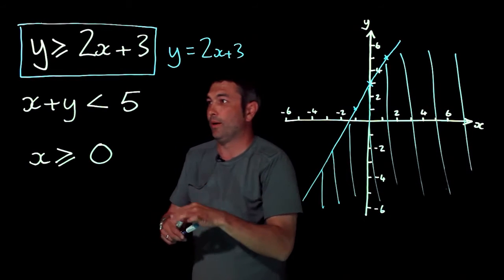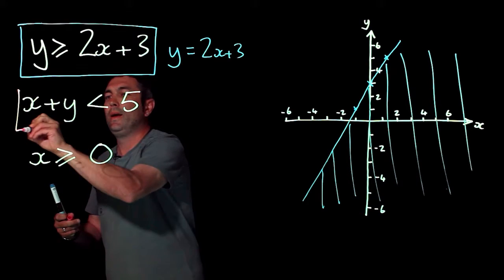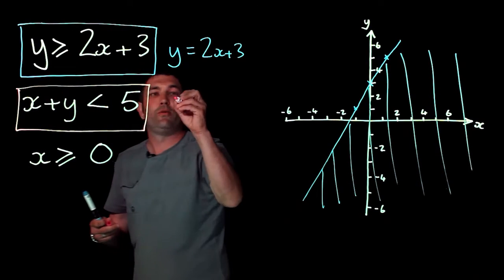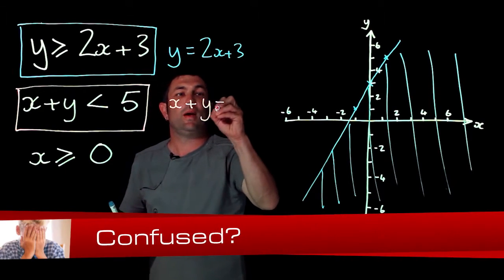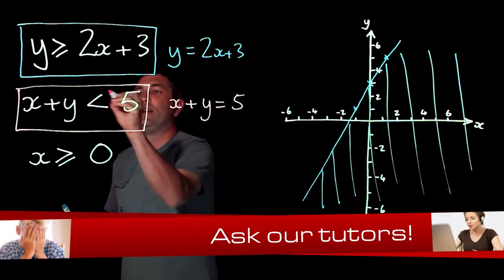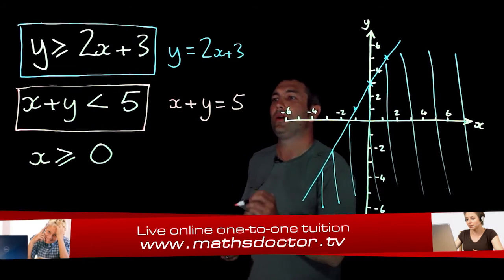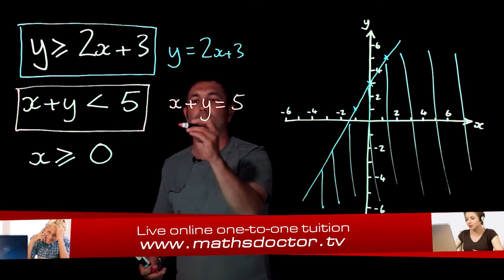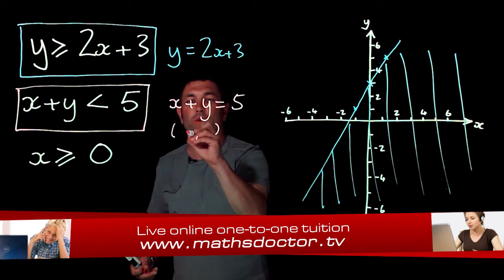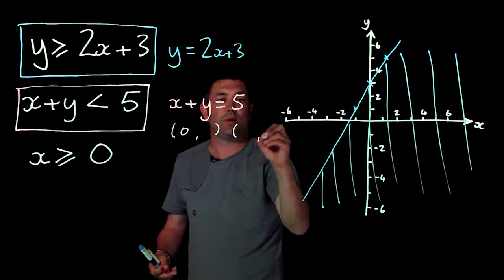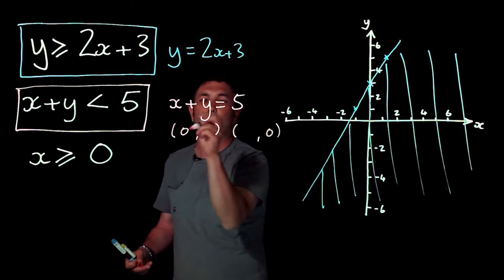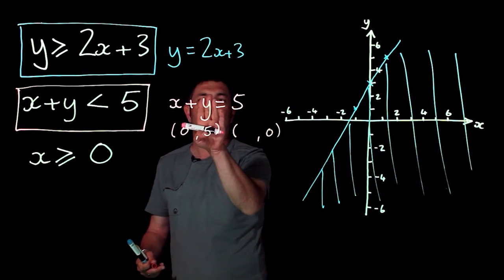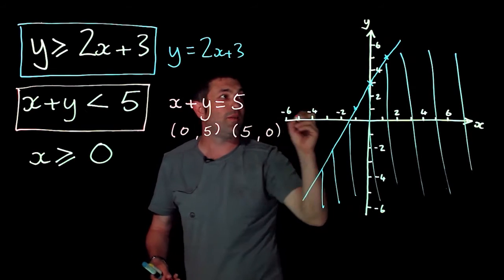Now, the next one I'm going to do in pink here, and I'm going to draw this line, x plus y equals 5. I'm going to forget that there's an inequality there. Now, when you do this, remember you cover the x bit, you find 2 points, you find naught something and something naught. So when I cover that bit, y is equal to 5. When I cover the y bit, x is equal to 5. I have my 2 points.